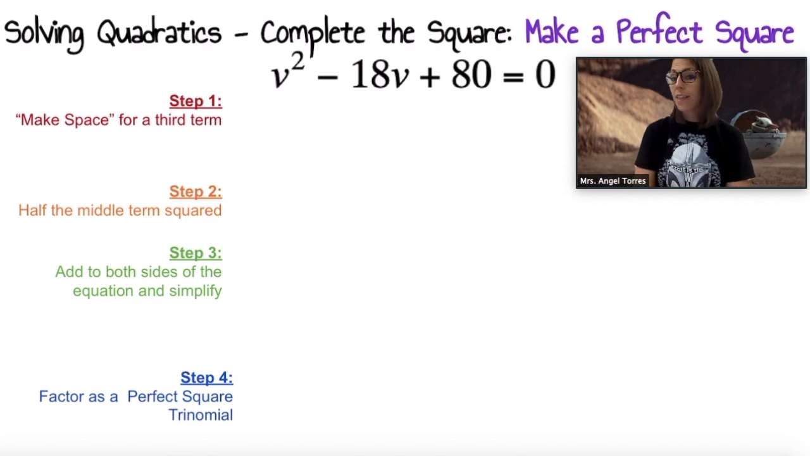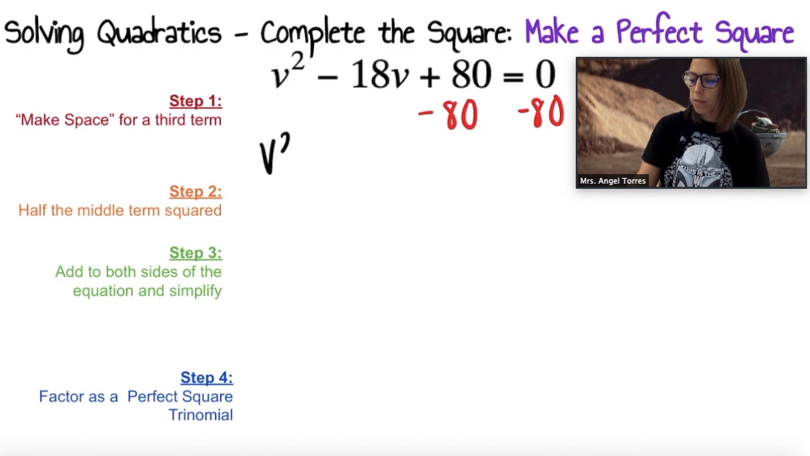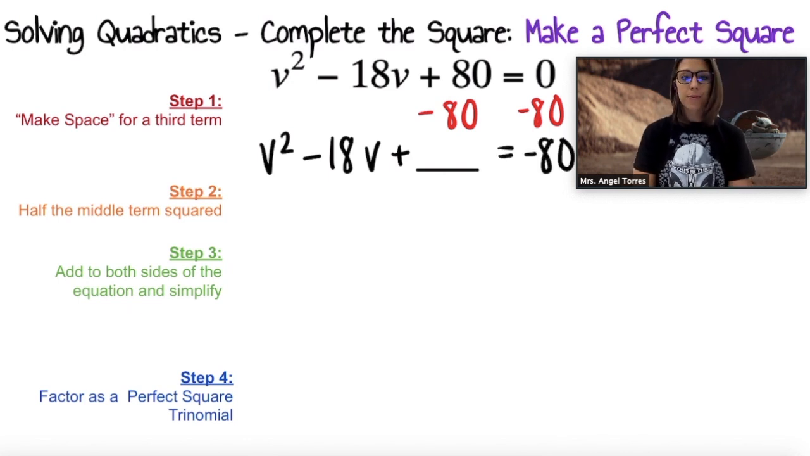Here we have v squared minus 18v plus 80. I can already tell that it's not a perfect square trinomial because we can't take the square root of 80. So we need to make space for a new third term, one that is a perfect square. So let's get rid of that 80 by subtracting it from both sides. That brings us to a new quadratic, v squared minus 18v, space for a new term, equals negative 80.